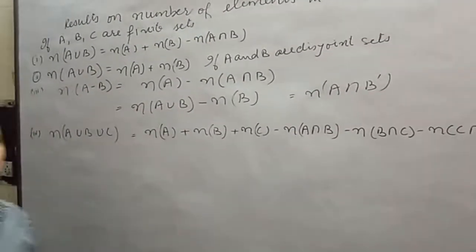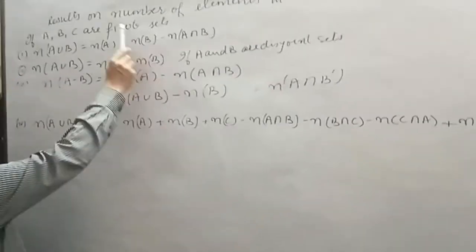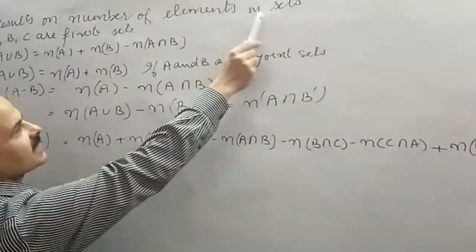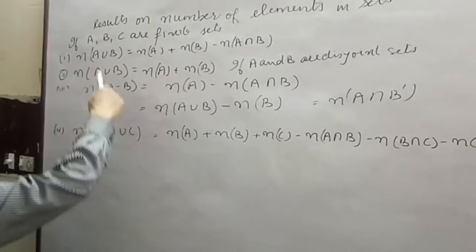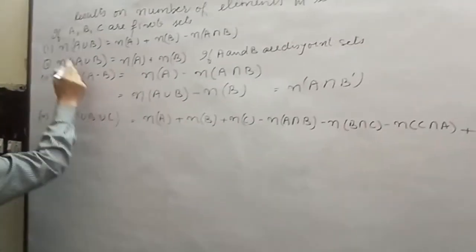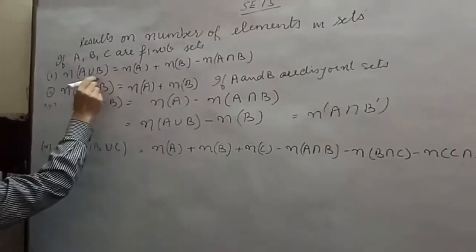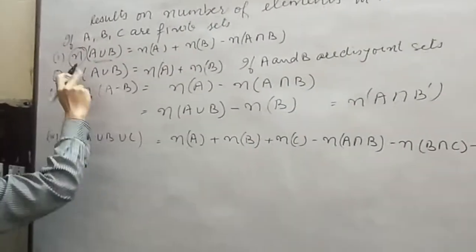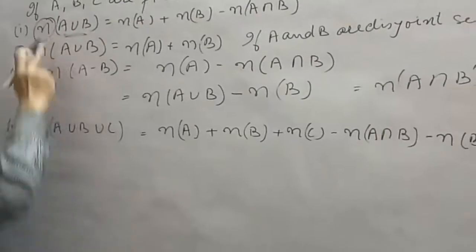Hello students, today we'll do the results on number of elements in a set and then we'll apply these results in solving the questions also. So what is the first result? This is n(A union B). This n indicates the number of elements present in a set.